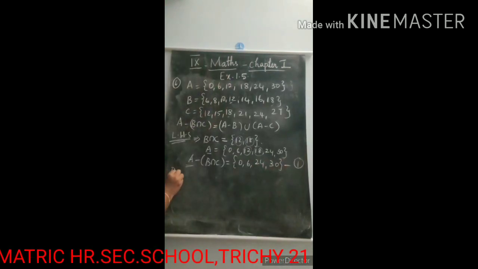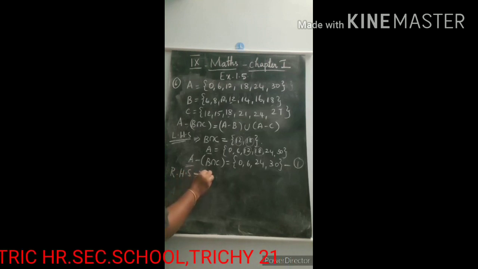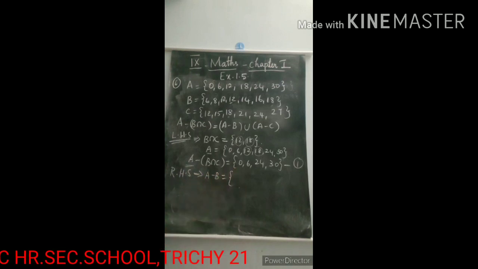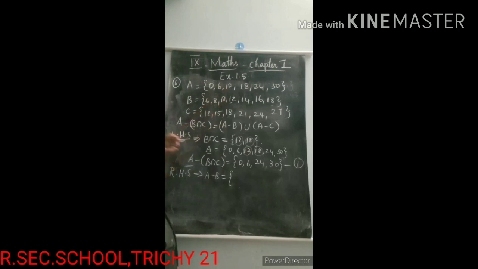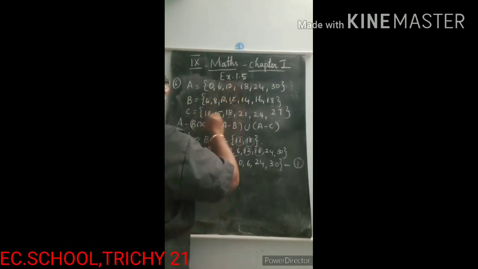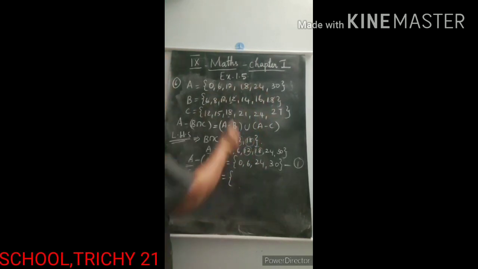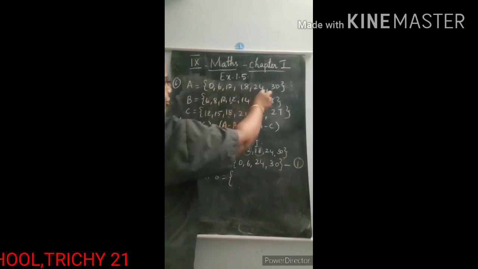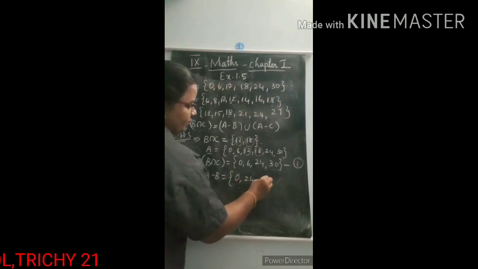Let us take RHS. First you have to take A difference B. A difference B means you take the common elements of A and B. What is common? 6, 12, 18. Except 6, 12, 18, what are the remaining terms in A? 0, 24, 30.